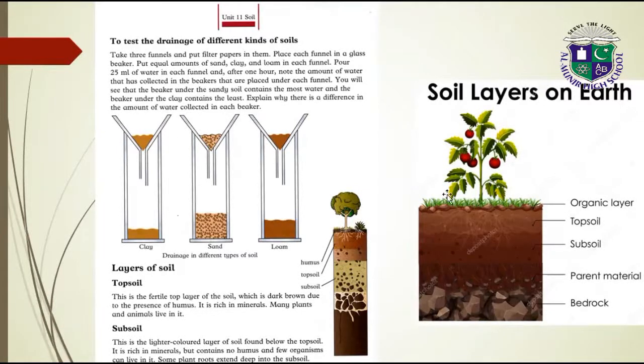So here students, we have a picture of soil layers on earth. Organic layer, the top layer is called the organic layer. Then we have topsoil, subsoil, parent material and bedrock. Layers of soil. Top layer, this is the fertile top layer of the soil, which is dark brown due to the presence of humus. It is rich in minerals. Many plants and animals live in it.